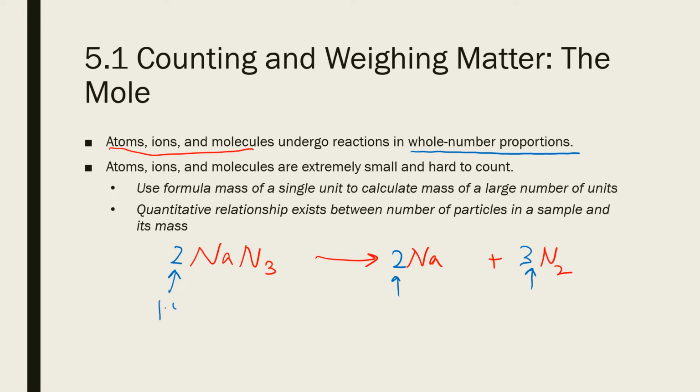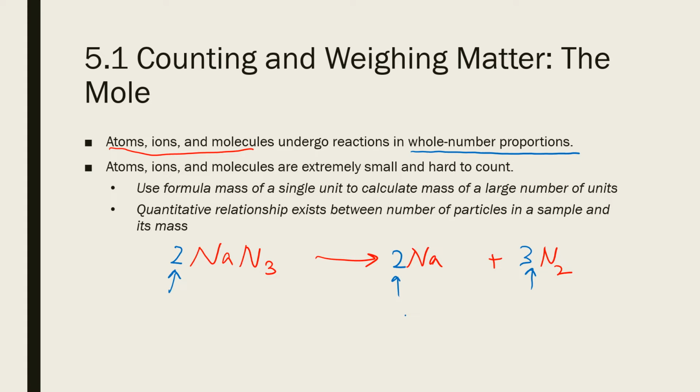It's never going to be that 1.5 molecules of sodium azide produce 3.2 molecules. So that's never going to happen. Fractions of molecules do not participate in the reaction. It's always going to be a whole number.